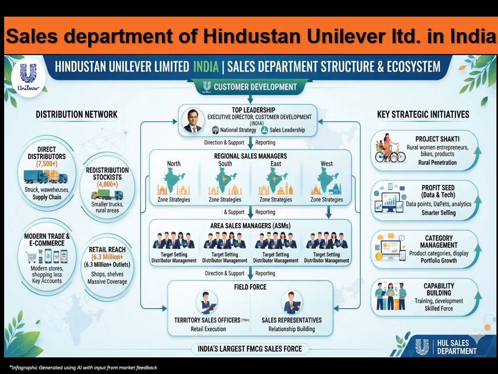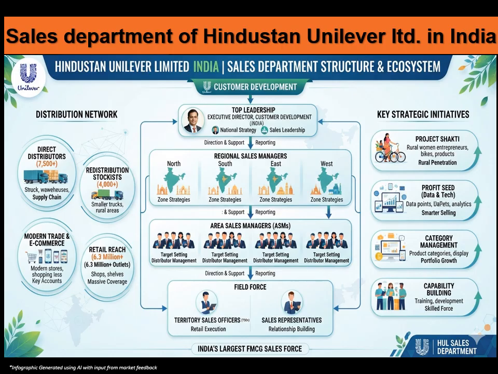The team of area sales managers reports to the regional manager of a particular zone, maybe north, south, east, west, or any other zone. Then comes the field force, which includes territory sales officers, or so-called sales representatives. These territory sales officers and sales representatives report to the individual area sales manager of a particular zone, geographical territory, or market. Further, these area sales managers report to the regional manager, and the regional manager reports to the vice president, general manager, or so-called national manager.